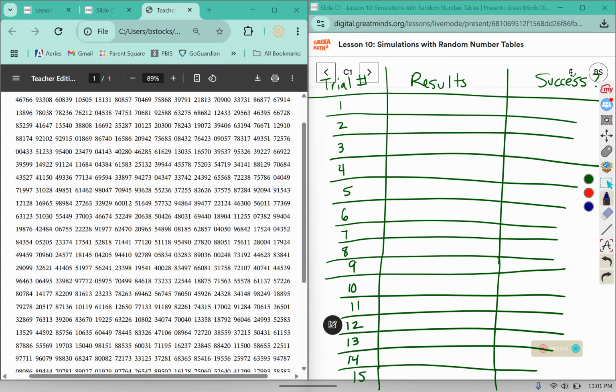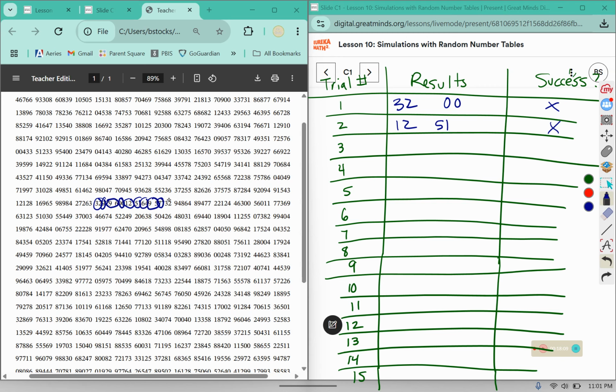So here we go. Pick a spot. 32. Remember, we're skipping anything that's bigger than 60. And 00. The difference between those is 32, so that's a failure. Then we've got 12 and 51. The difference between those is more than 15 if I subtract. So that's a failure. 64 is bigger than 60.